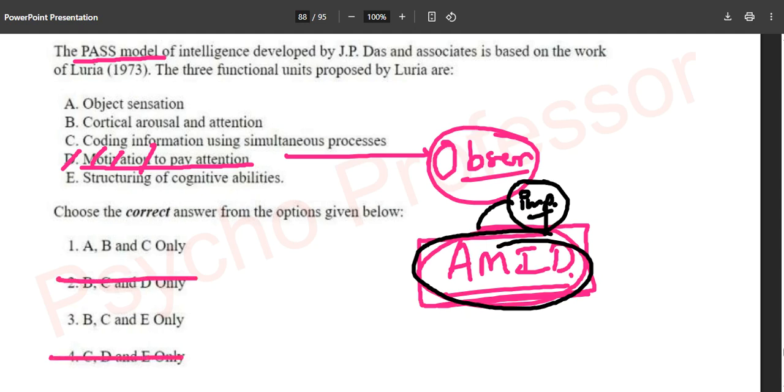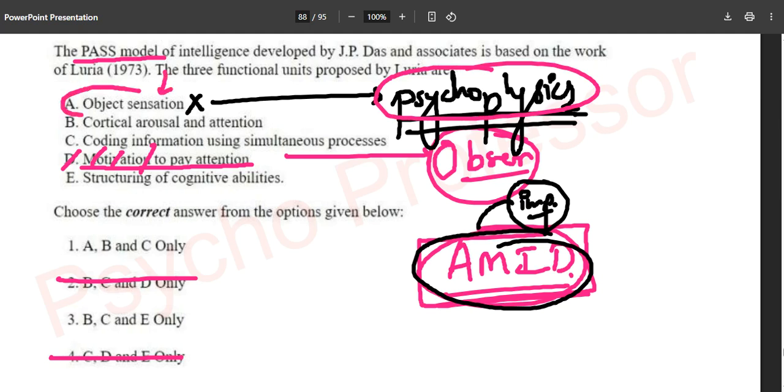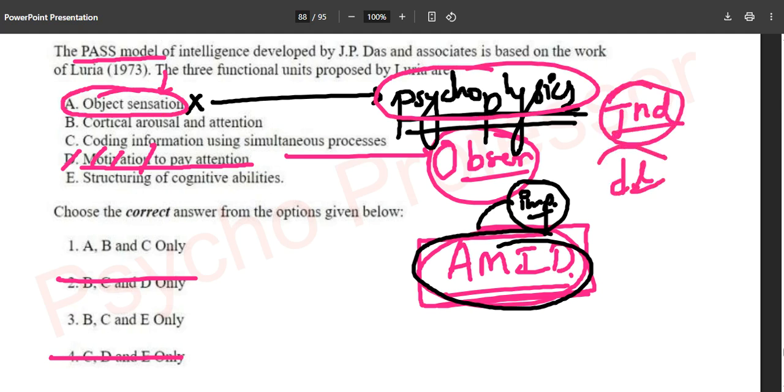Now we are left with two options. Object sensation, what are we talking about? We are going to talk about psychophysics over here. Okay, if you have referred to NCERT or any general psychology book as well, you will find out that this sensation we are talking about relates to JND, just noticeable difference, differential limen and all those things. So option number A will also get eliminated.